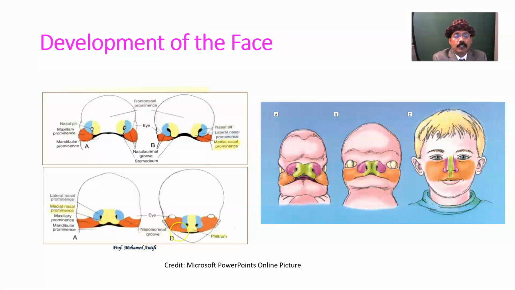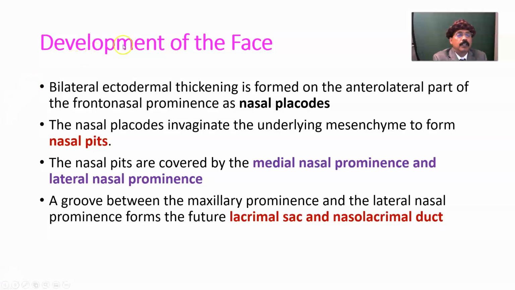The mandible and the lower lip are formed by the mandibular prominence. The cheek is formed by the maxillary prominence. The philtrum of the upper lip and the crest of the nose are formed by the medial nasal prominence. Okay, we got that. Now we'll go to the next slide.